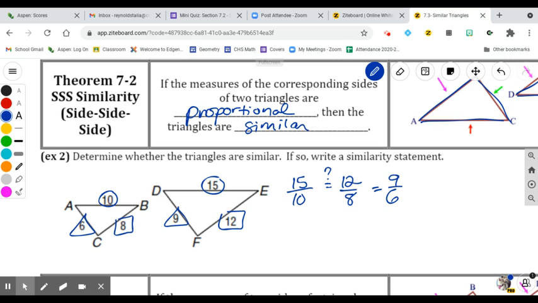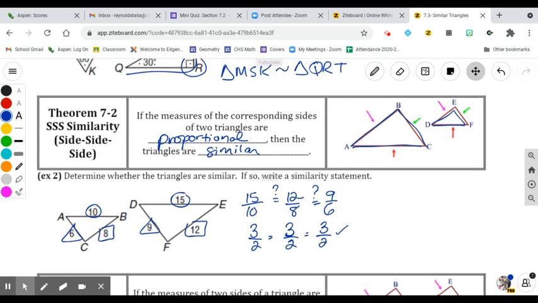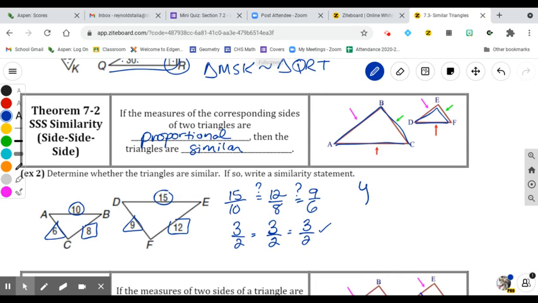So we're asking ourselves, are these ratios equal? Well, 15 over 10, I can divide top and bottom by 5, and I get 3 over 2. 12 and 8, I can divide by 4, and again, I get 3 over 2. 9 and 6, I can divide by 3, and I get 3 over 2. So we would say that, yes, these triangles are similar, and it would be by side, side, side similarity. Triangles are similar by side, side, side similarity. And then we need a similarity statement. So I'm going to do ABC is similar to triangle DEF. So that's side, side, side.